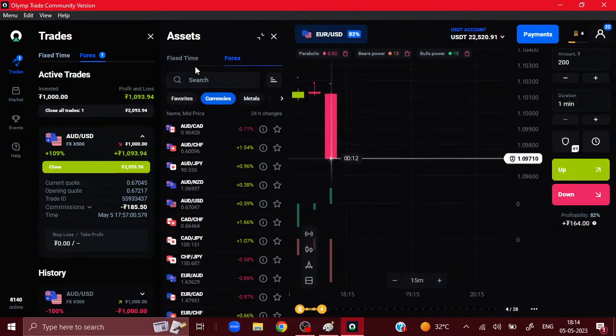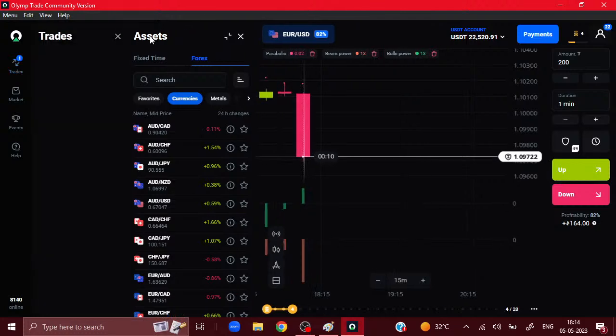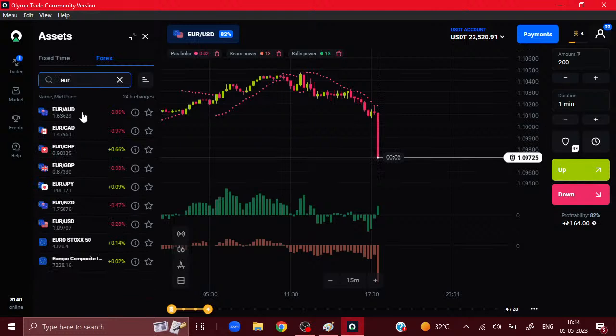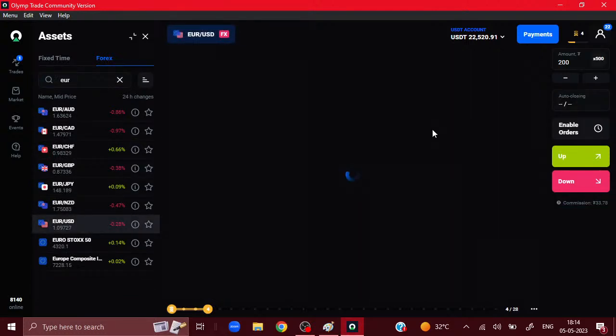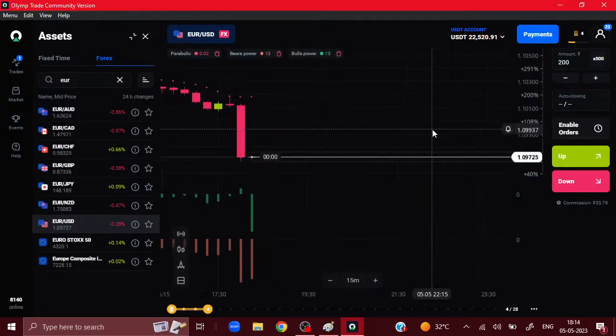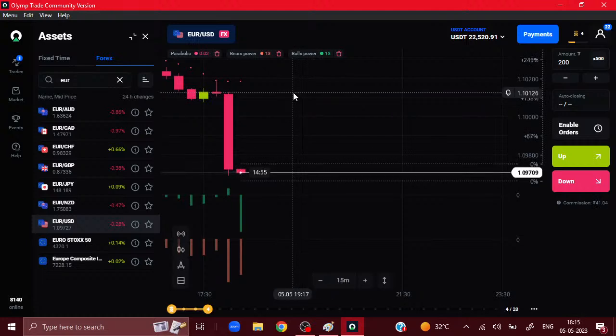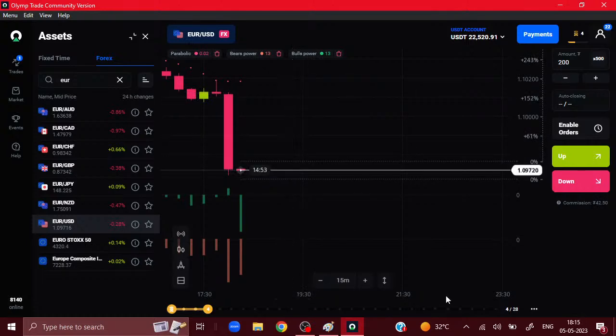The maximum move I can see that we have achieved is in Euro USD. Euro USD has given the biggest move here as of now, almost 150%.